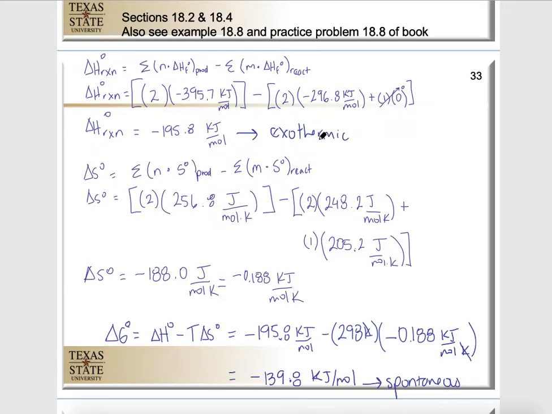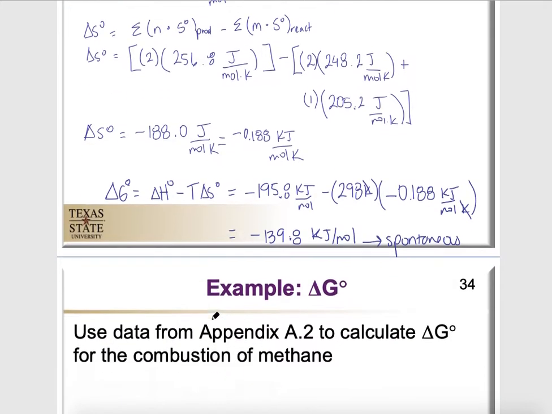Let me say that again: the delta H is negative and the delta S is also negative. That means that this system is only spontaneous at temperatures that are lower than a particular threshold. We actually did not look for what that temperature is, but it would only be spontaneous at low temperatures. All right, let's move on to the next example.